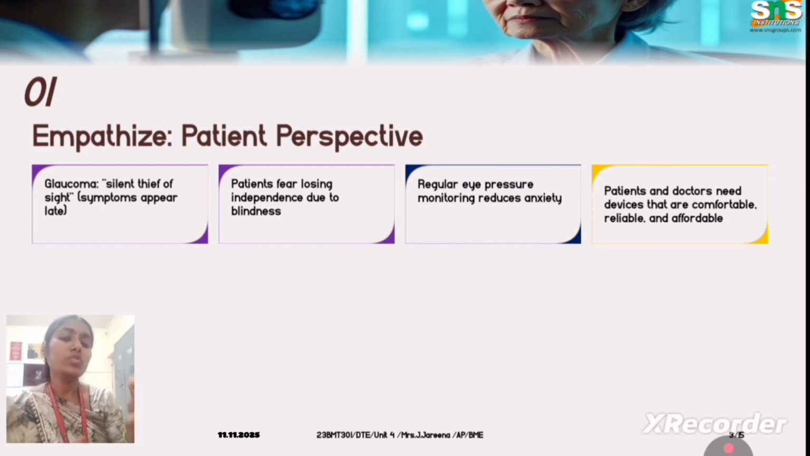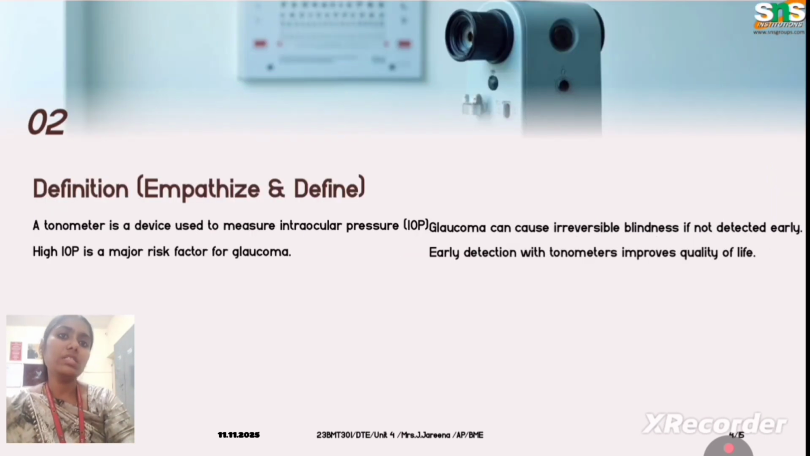daily activities. So this raises the problem that requires an affordable and reliable device to detect glaucoma at an early stage, because glaucoma does not come with early signs or symptoms. It is very difficult for even doctors or patients to identify this disorder at the early stage. That is the reason, if we have some sort of affordable device, then it will be easy for the doctors and the patients to detect this condition, to avoid blindness, and also to boost their confidence level. So this is the empathy for having this particular tonometer.